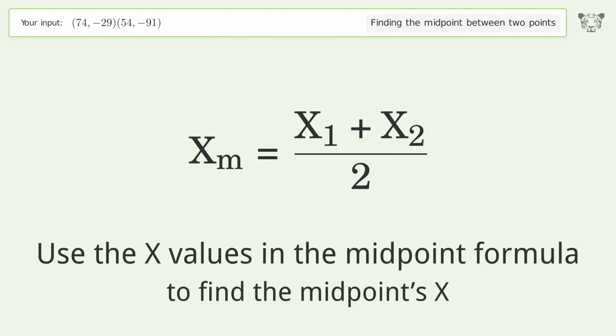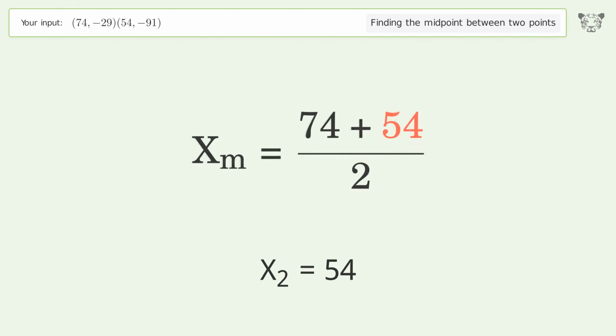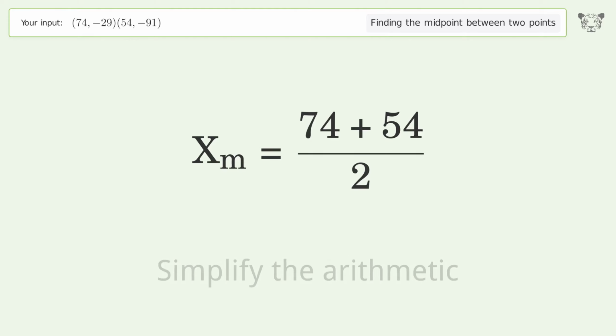Use the x values in the midpoint formula to find the midpoint's x. x1 equals 74. x2 equals 54. Simplify the arithmetic.